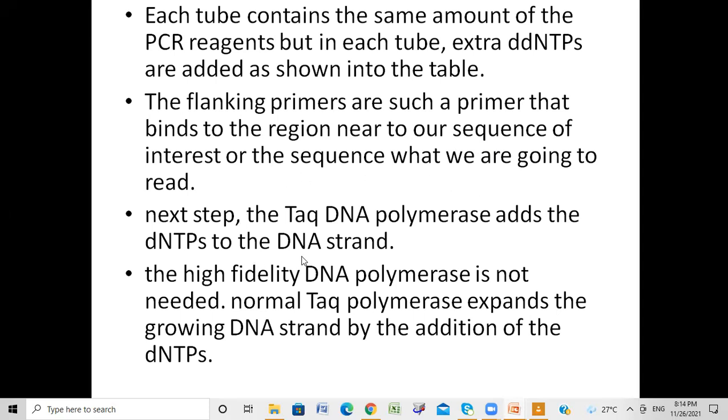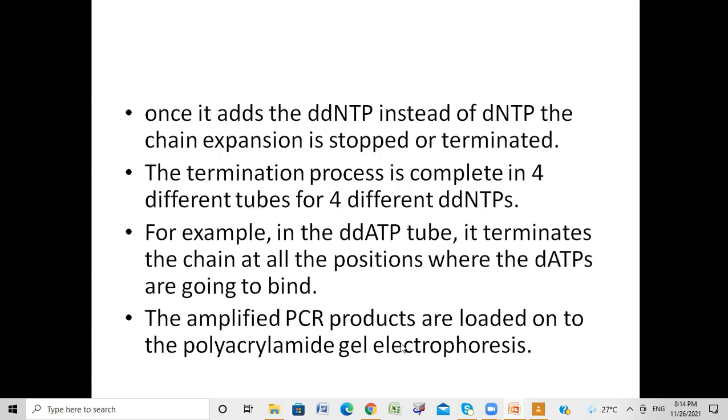Next, the Taq DNA polymerase adds the dNTPs on the DNA strand. A high fidelity DNA polymerase is not needed. Normal Taq polymerase extends the complementary DNA strand by addition of the dNTPs. Once it adds a ddNTP instead of a dNTP, the chain extension is stopped or terminated. This is the major step as far as Sanger sequencing is concerned. Every time it does not add the ddNTP instead of the dNTP continuously; randomly it will add it.